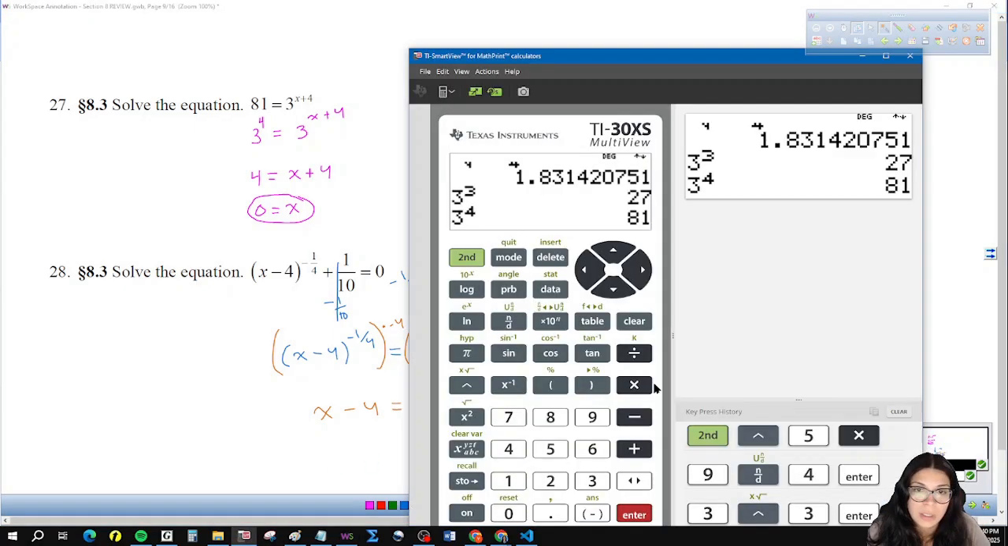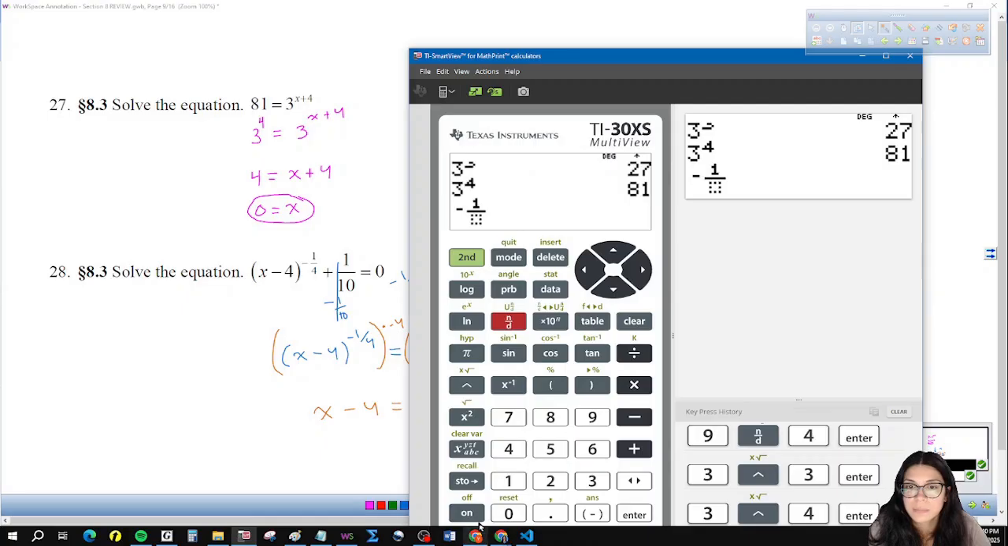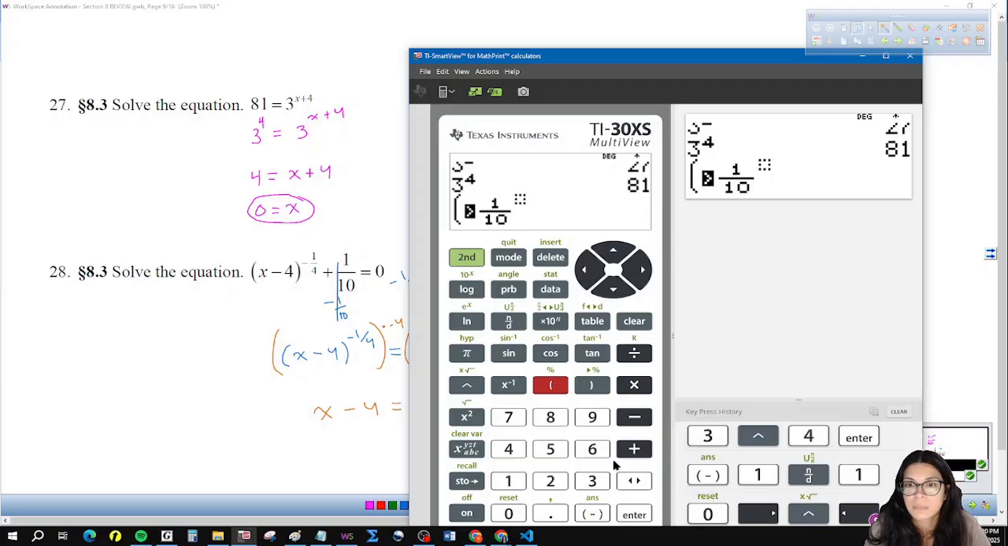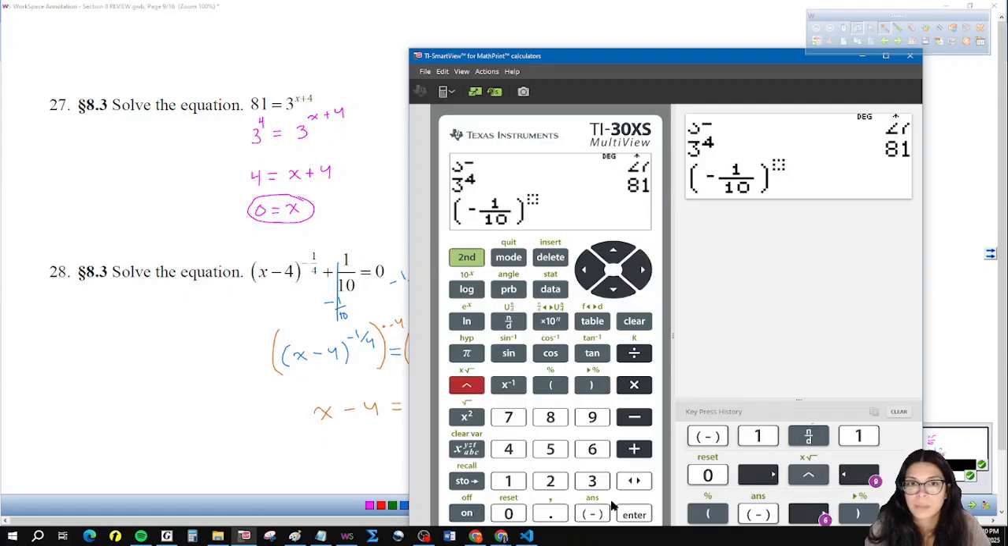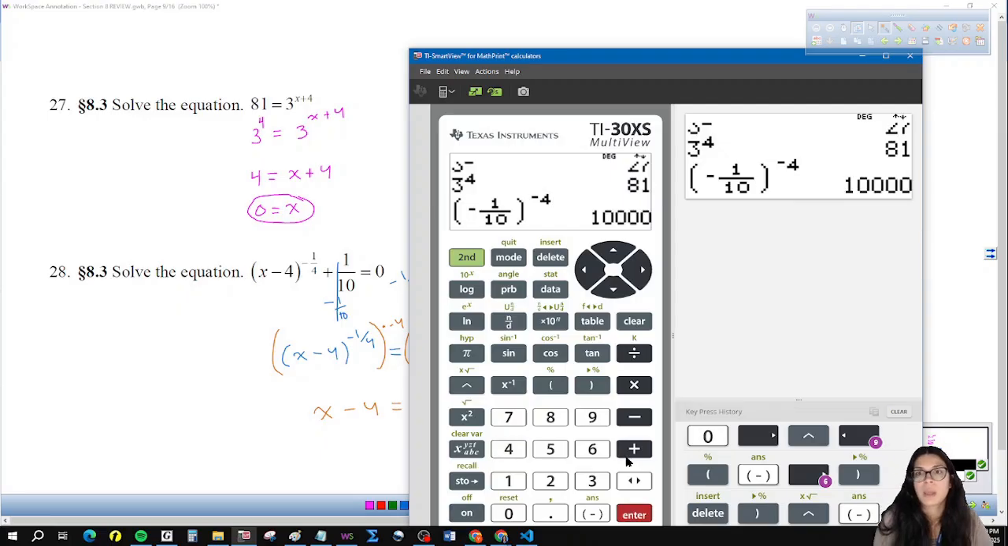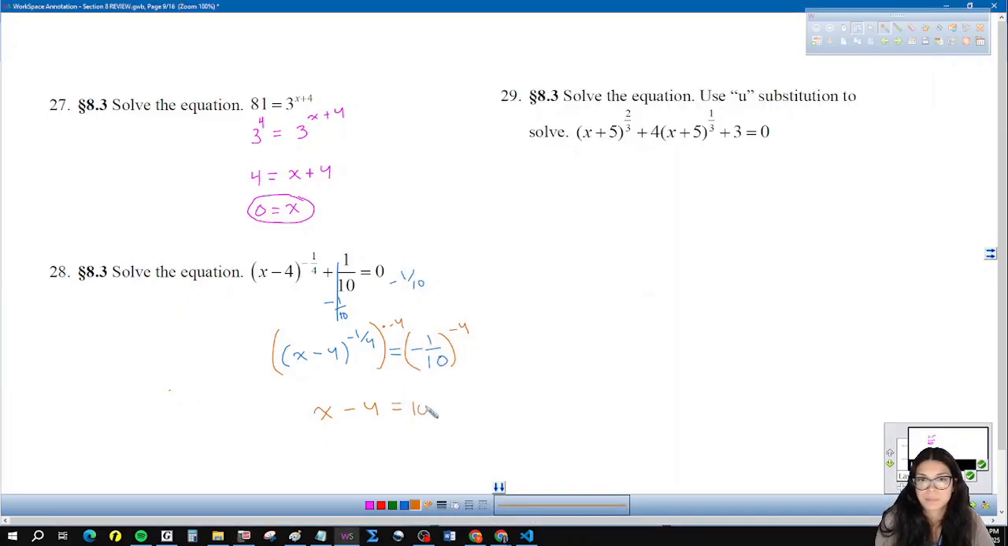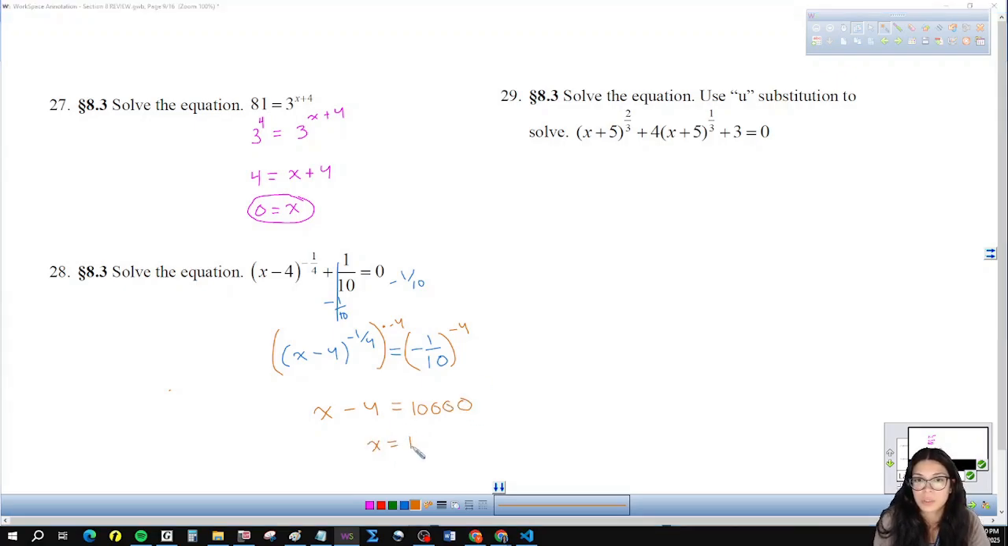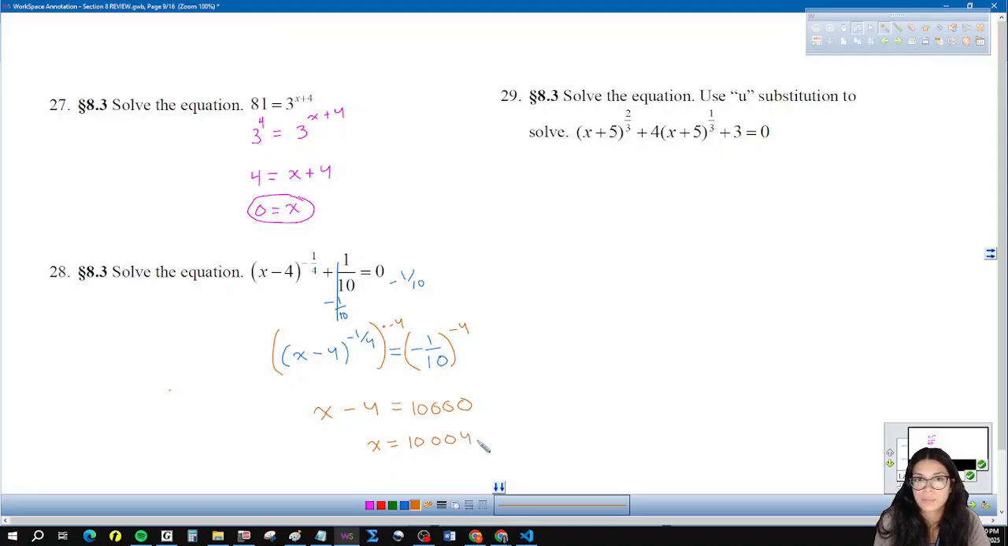And I can use my calculator, negative 1/10 to the power of negative 4. And actually, I need to put parentheses around that. To the power of negative 4. And that is 10,000. 10,000 plus 4 would give me the solution 10,004. As always, we would check our answer.